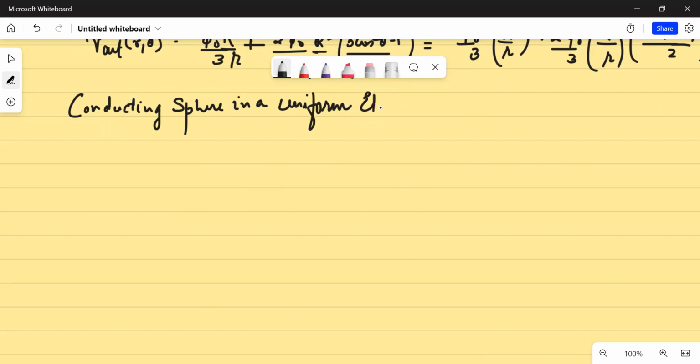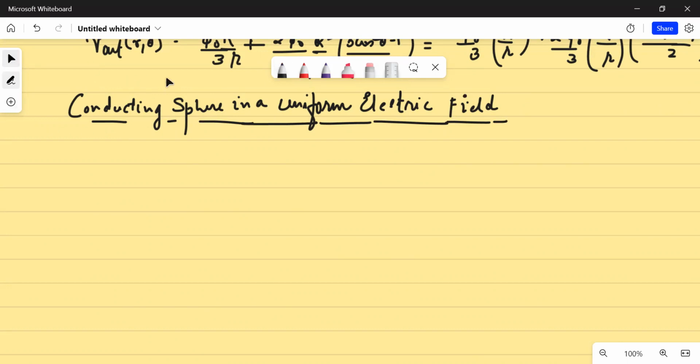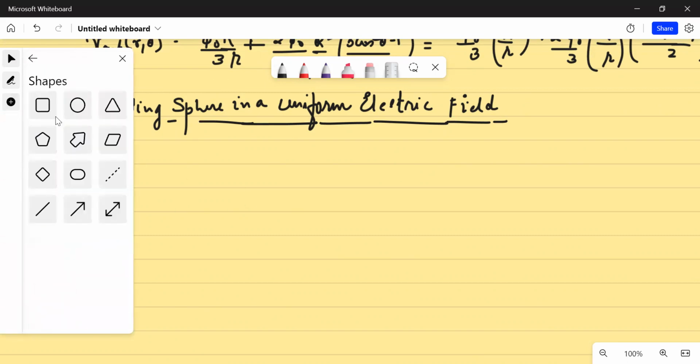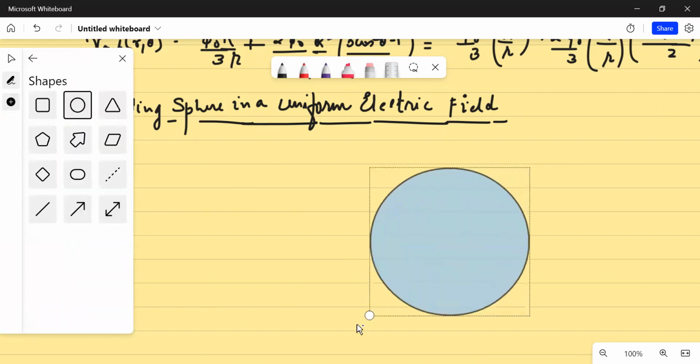In a uniform electric field. So, conducting sphere in a uniform electric field, I'm going to do this particular problem for you. And in order to solve this particular problem, one needs to understand a few properties of conductors as well.